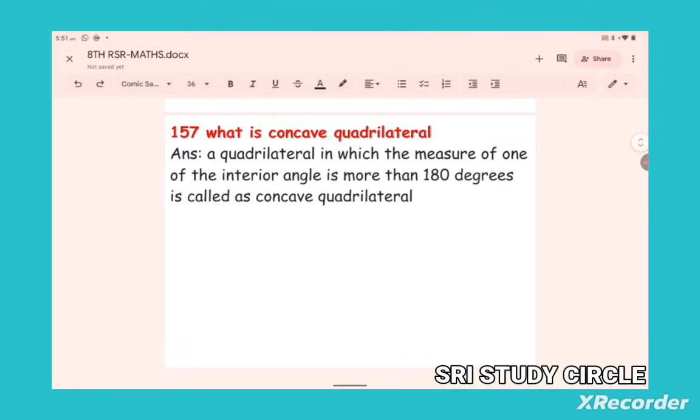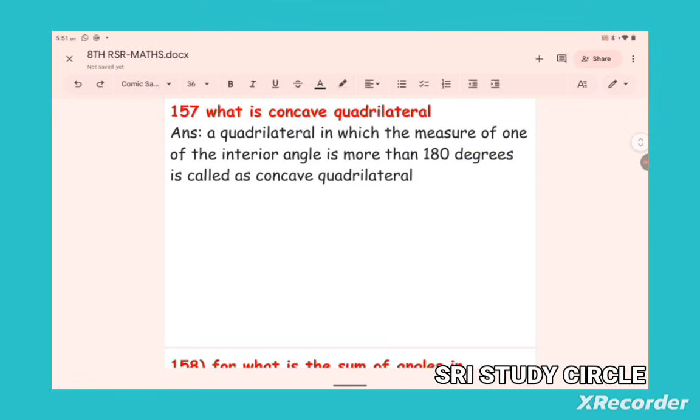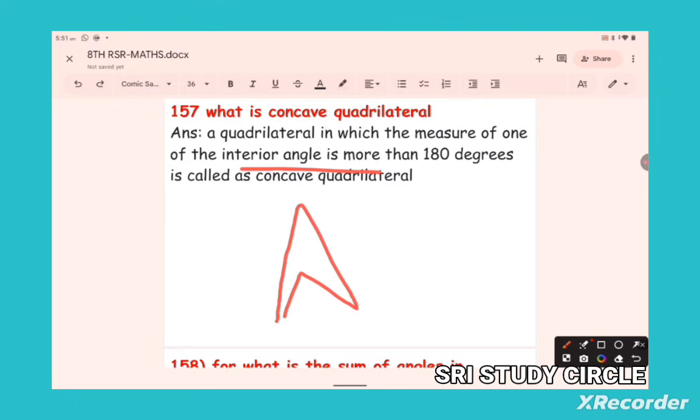Concave means a quadrilateral in which the measure of one of the interior angles is more than 180. Already we discussed in a previous question. Suppose this is A, B, C, D. Your angle D is more than 180. That is a concave quadrilateral.